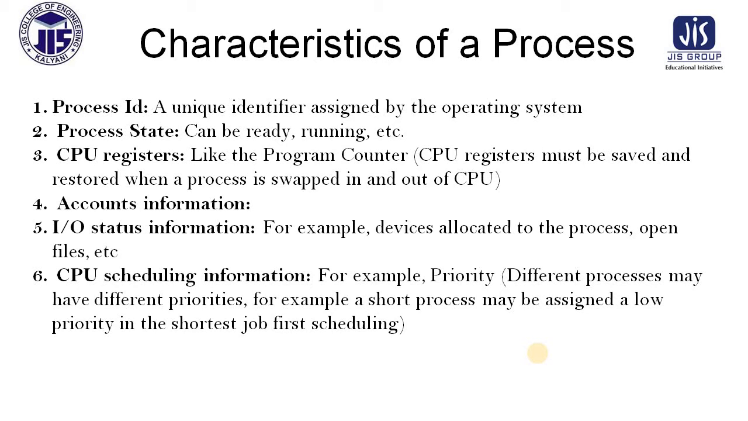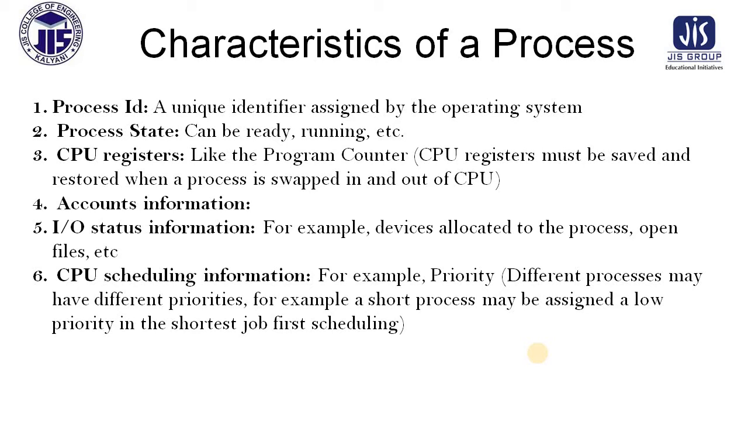These are the characteristics of a process. What characteristics will a process have? A process must have a process ID. A process will have some state. A process can occupy some CPU registers. There should be some account information, IO status information, and CPU scheduling information. These are the characteristics a process will have.